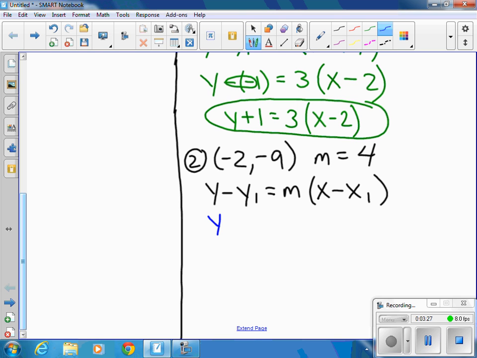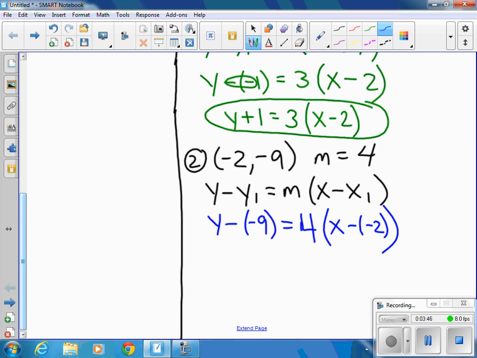So the y stays y. y1 is going to be minus -9. Notice the minus sign is part of the formula. It must stay there, but you're inserting another negative, so it will change it because of those signs. Equals 4, because that's the m value, times x minus -2.